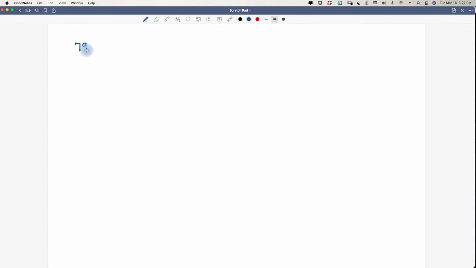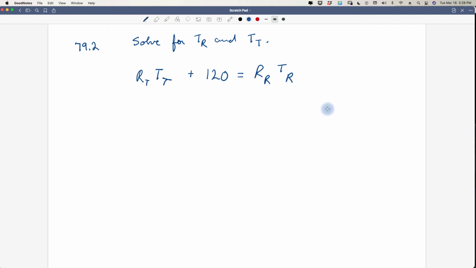Let's do 79.2. We are asked to solve the following system of equations for t sub R and t sub T. So we have r sub T, t sub T, plus 120 equals r sub R and t sub R. We are told that r sub T is 2 and that r sub R is 10.